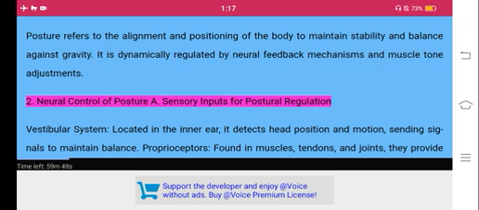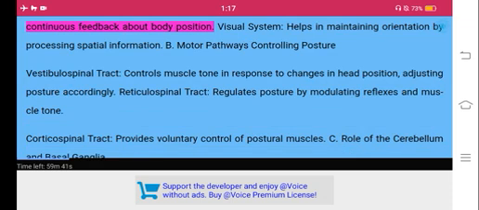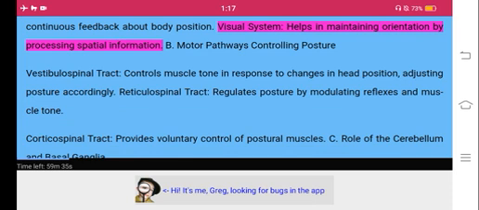2. Neural control of posture. A. Sensory inputs for postural regulation. Vestibular system, located in the inner ear, it detects head position and motion, sending signals to maintain balance. Proprioceptors, found in muscles, tendons, and joints, they provide continuous feedback about body position. Visual system, helps in maintaining orientation by processing spatial information.